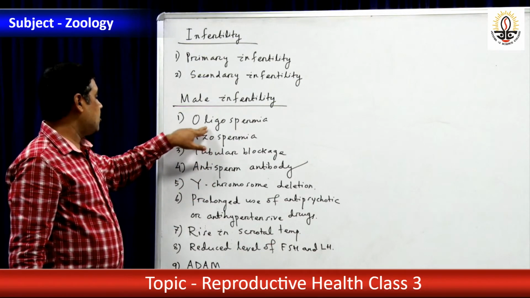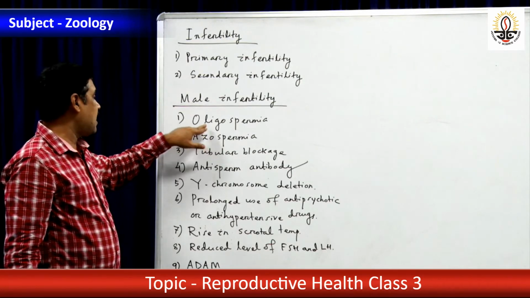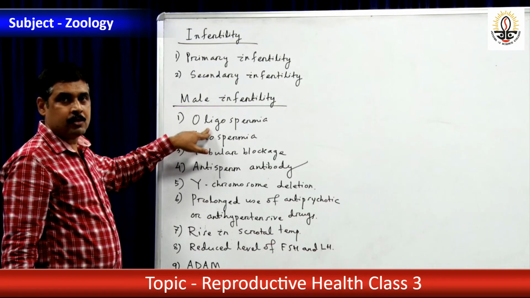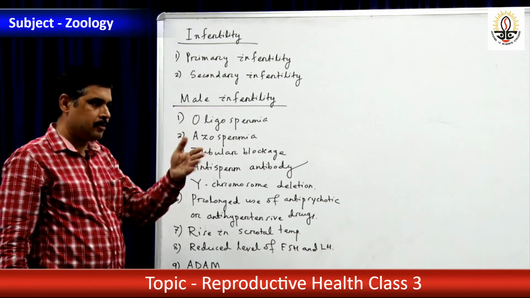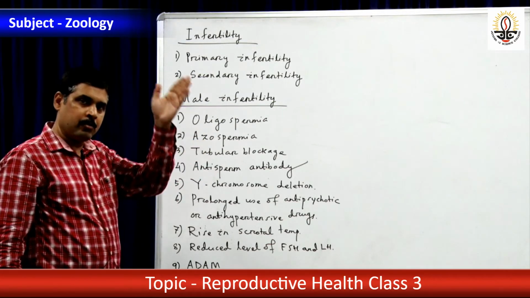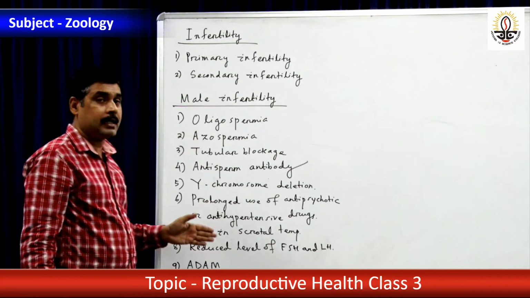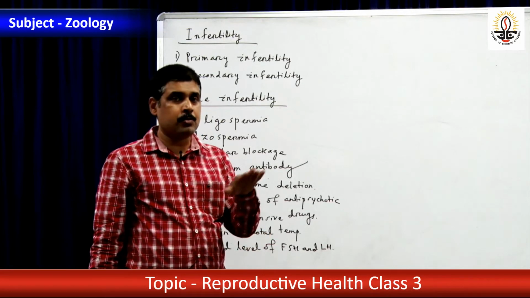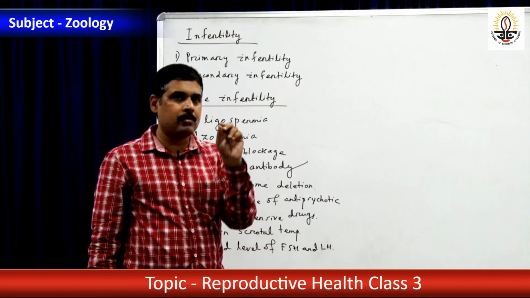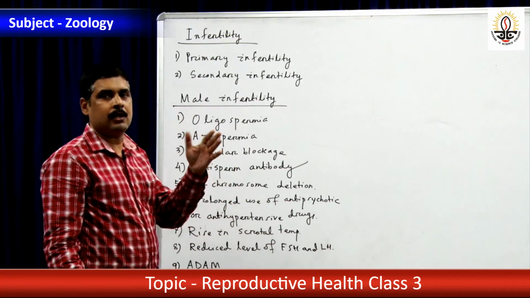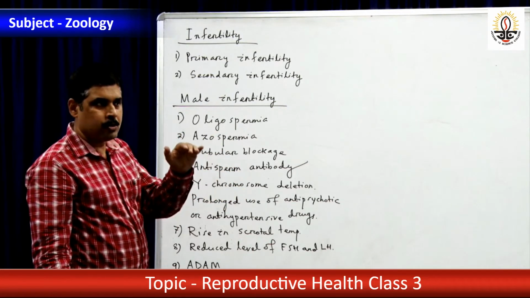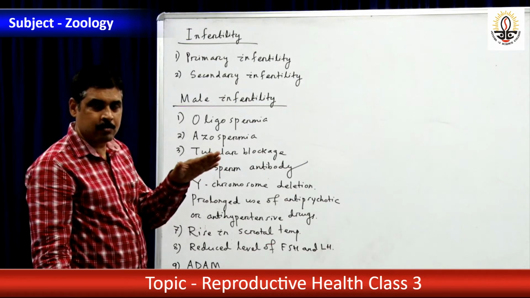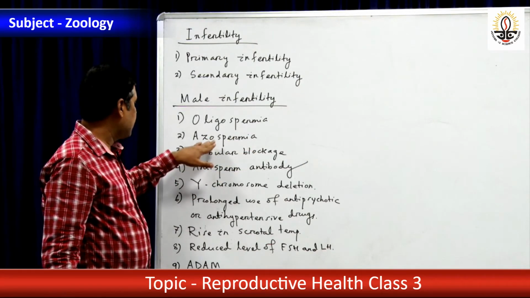Once again I repeat, oligospermia means the semen has a few quantity of sperm. Another term is there, that is called asthenospermia. If the tail is not perfect, the sperm will not be able to swim inside the female genital tract. Another term is globozoospermia. In globozoospermia the acrosome is not properly formed. In globozoospermia, the sperm is not able to penetrate the ovum.